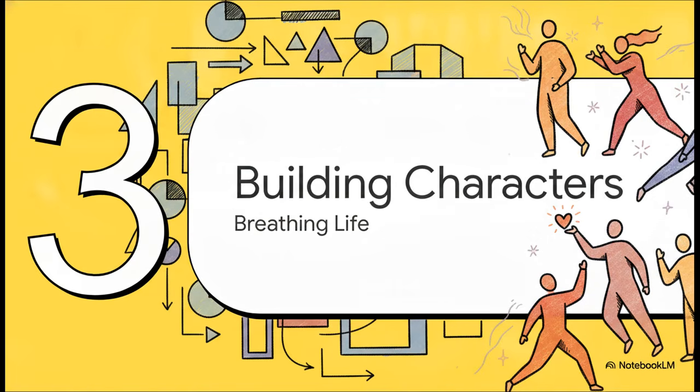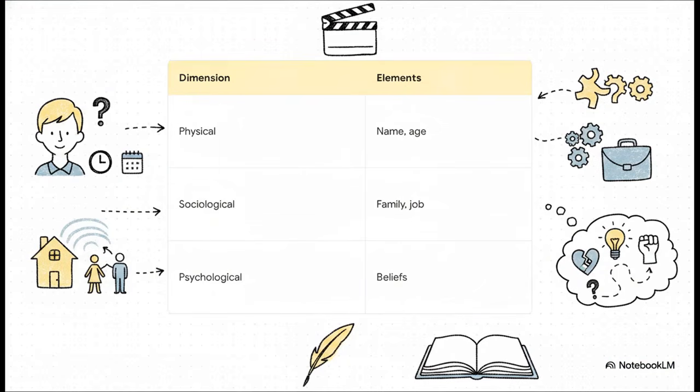That brings us to section 3, building your characters. With your plot mathematically structured, it's time to breathe life into the people who will actually inhabit your world. To make your characters 3-dimensional and believable, you must define them across 3 main traits: physical, sociological, and psychological. Let's just invent a character right now to see how this works in real time. Let's call her Sarah.